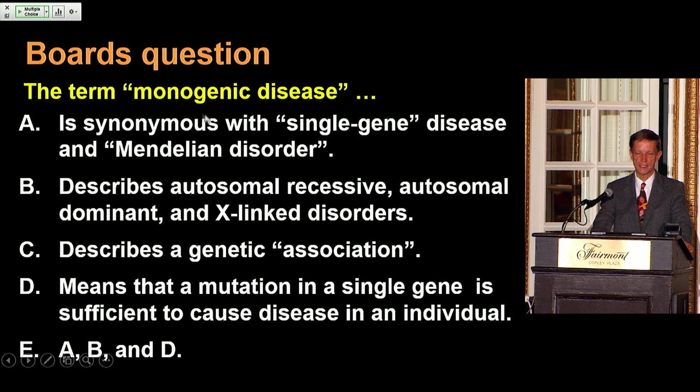And I would personally say A is good, B is true, D makes sense, but C refers to association studies where there is this weak relationship between gene and manifestation of disease. So let's go with E.